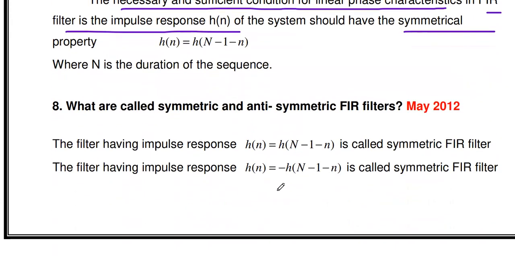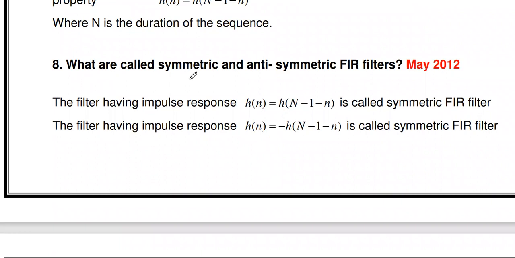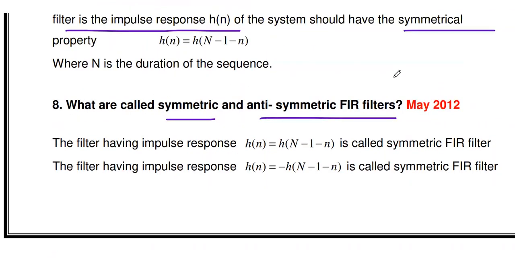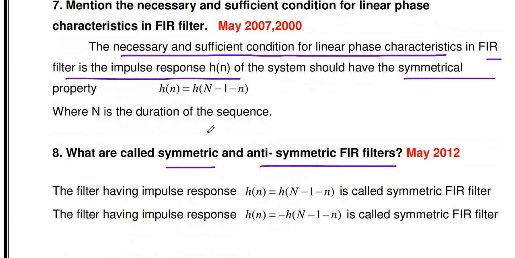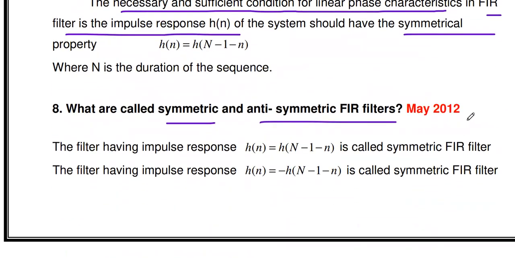Then the next question: what are called symmetric and anti-symmetric FIR filters? It is the same question with some difference. It's a May 2012 question. What is a symmetric and anti-symmetric FIR filter? If the filter has the impulse response h of n and h of N minus 1 minus n equal, that type of filter is called a symmetric FIR filter.